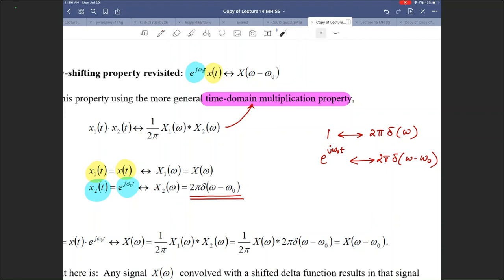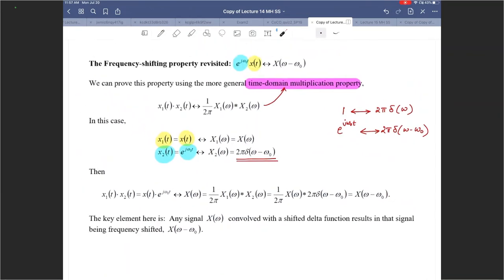Now let's go back. Multiply in time, convolve in frequency. So when you multiply x of t by e to the j omega naught t, that's in the time domain. In the frequency domain, it's going to be a convolution of X1 and X2 and also a factor of 1 divided by 2 pi. For X1 of omega, you have X of omega, the Fourier transform of small x of t. That comes over. And then convolved with the Fourier transform of e to the j omega naught t, which is 2 pi delta of omega minus omega naught, an impulse at omega naught.